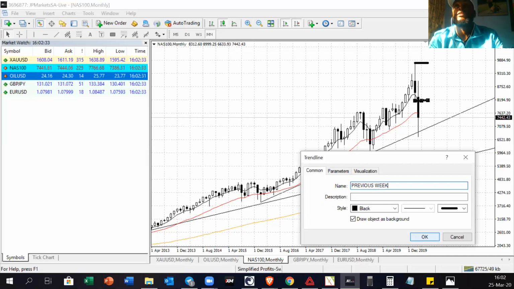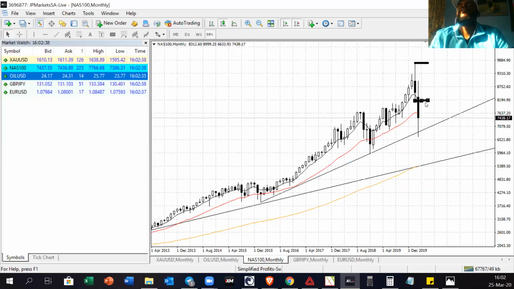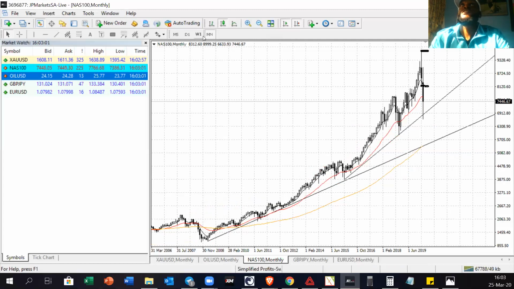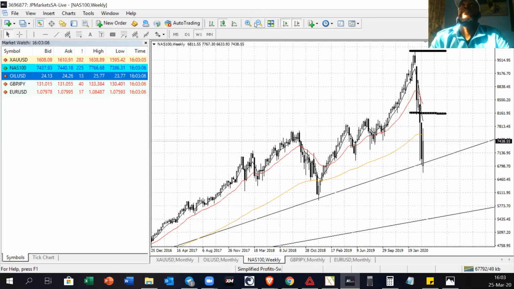Previous week's low, right? We know that on a monthly basis, price is bearish, right? It's bullish, but it's bearish. Bullish in the sense that it's above this trend line, it's above the 100 EMA. However, this thing is still below the 21 EMA on a monthly chart, which is powerful.